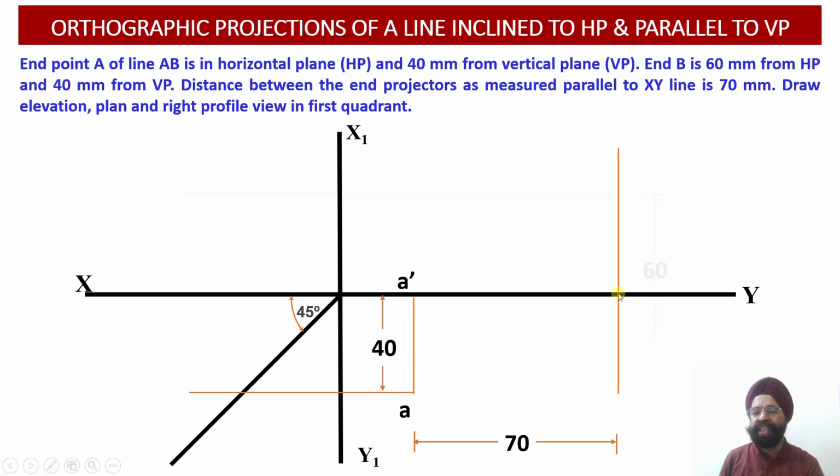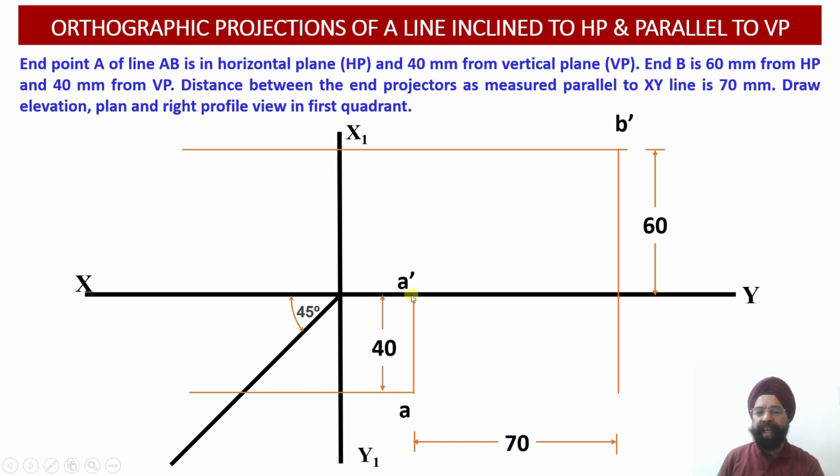So from this XY reference line, we are going to mark a distance of 60 millimeter in this direction, and we are going to mark this point B dash, that is the front view projection corresponding to the point B in the vertical plane over here.